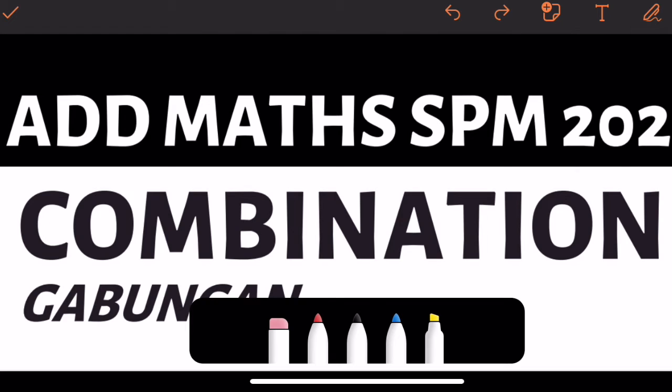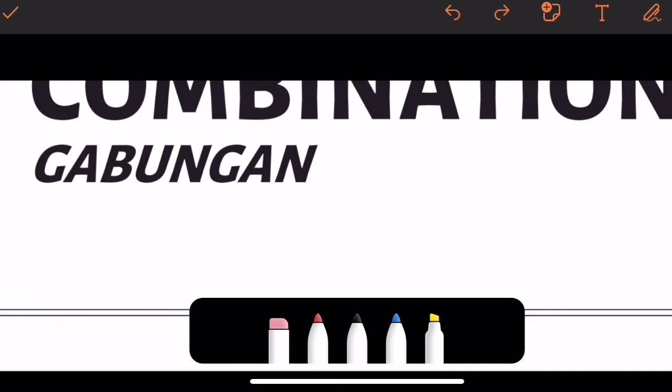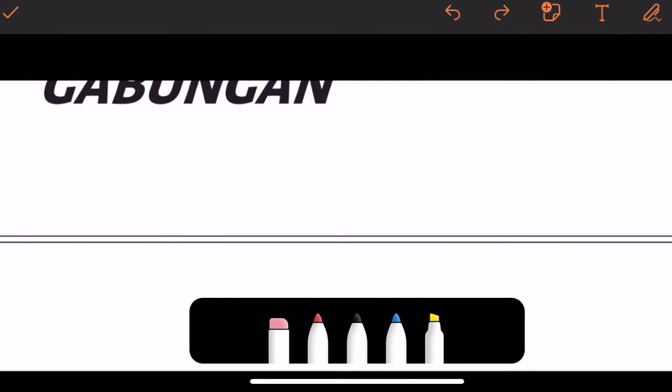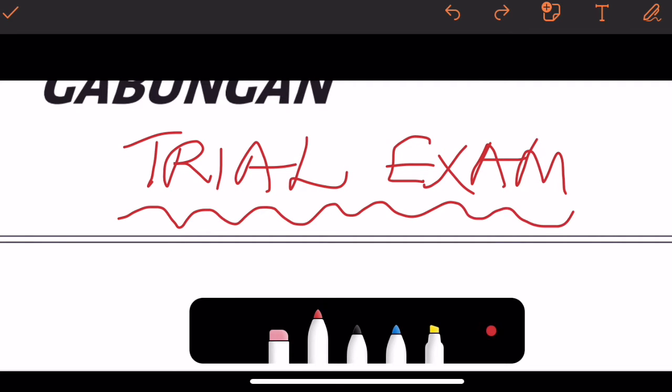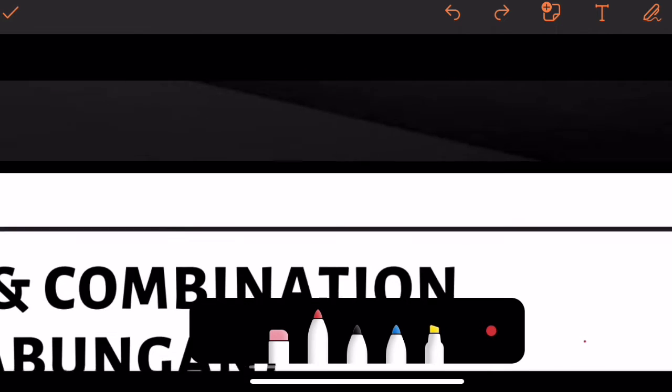Hello everyone. Today I would like to discuss combination. We have good questions for combination, which are actually from trial exam questions, SPM trial exams from last year, maybe a few years ago. So all these are actually good questions. We try them out today for the SPM 2021. Let's see a question like this.